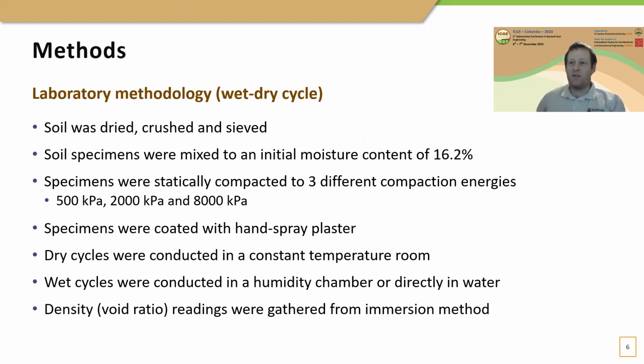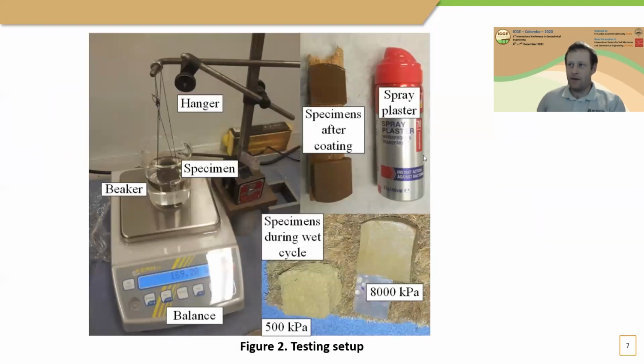The specimens were coated with hand spray plaster, which looks like this. The hand spray plaster is good because it allows moisture to go into the soil sample and go out of the soil sample.